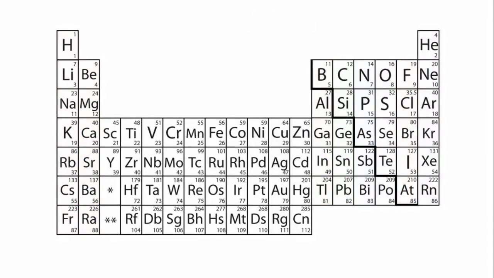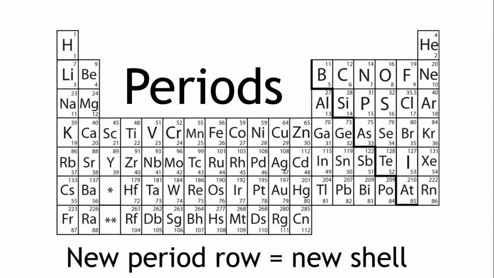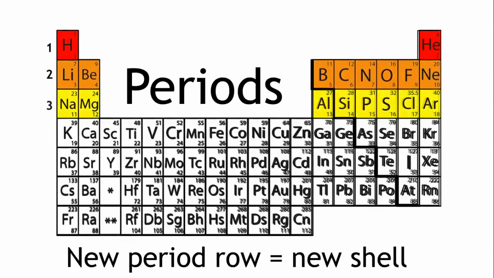The rows going across from left to right are periods. Elements in the same period all share something in common. They have the same number of energy shells. Each new period row represents a new shell. Elements in the first period have one shell, and as we go down, the shells increase.